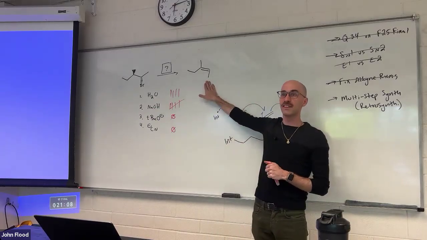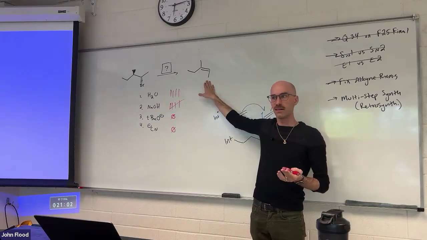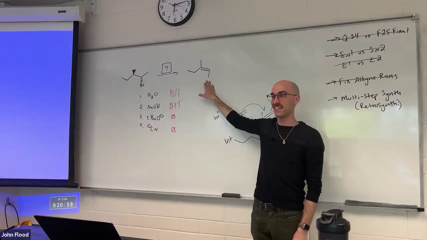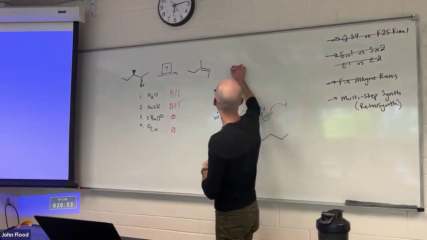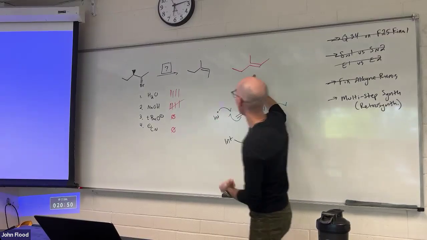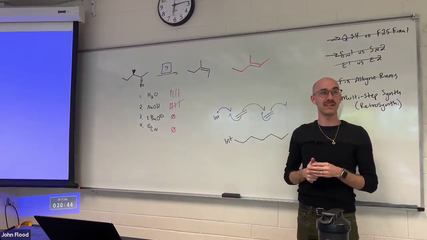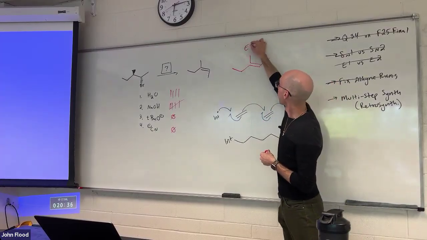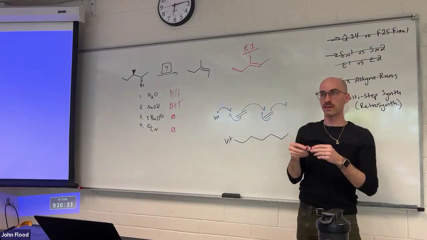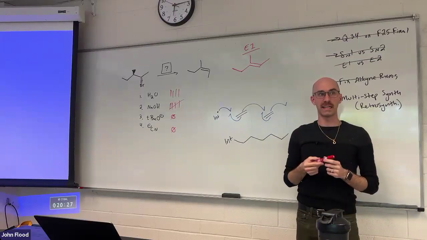This is not the most stable alkene. Can anyone tell me why? It's cis. It's a Z alkene. The high priority groups are on the same side. The trans alkene, its stereoisomer, is lower energy and is easier to form, which means E1 would prefer this product. So this must not have formed by E1.